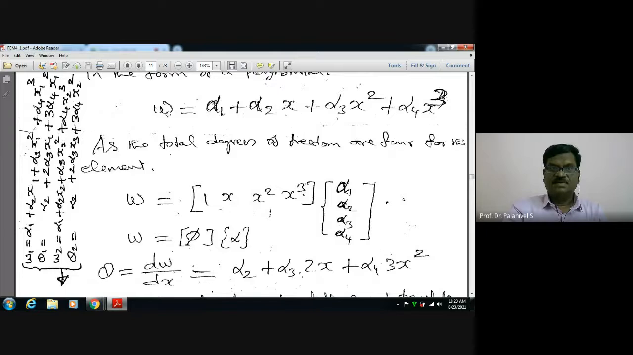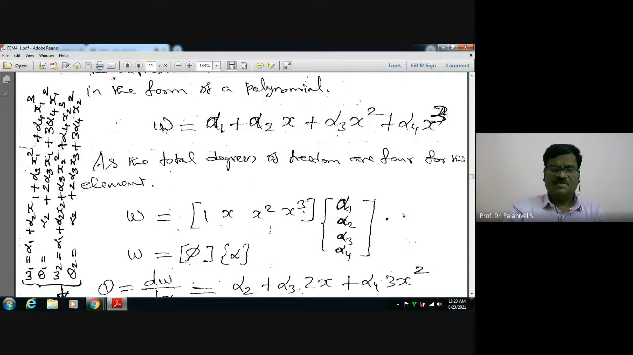This polynomial can be written in matrix form: 1, x, x square, x cube, times alpha 1, alpha 2, alpha 3, alpha 4. Which is nothing but W equal to the shape function matrix phi into the generalized coordinate vector. This basic part you know.